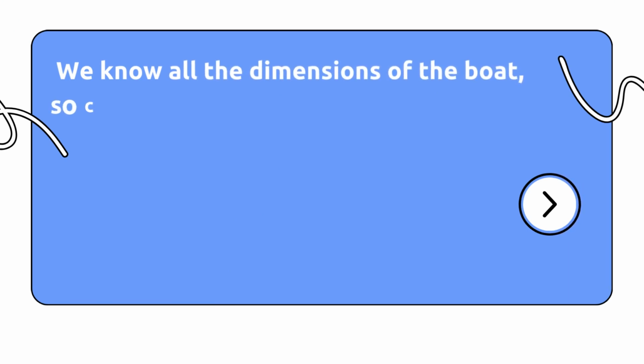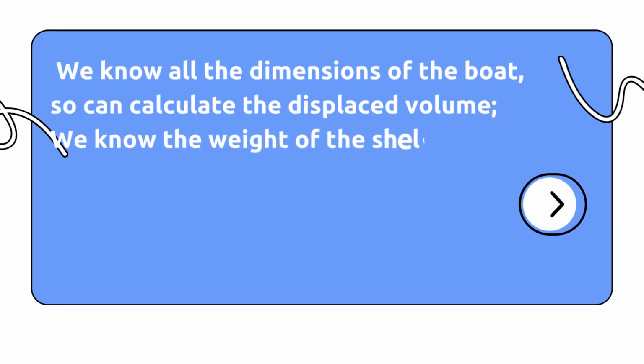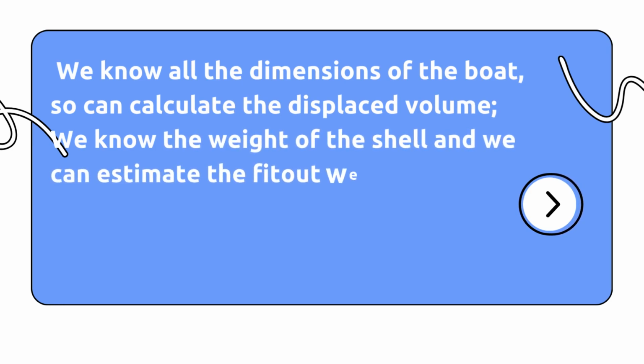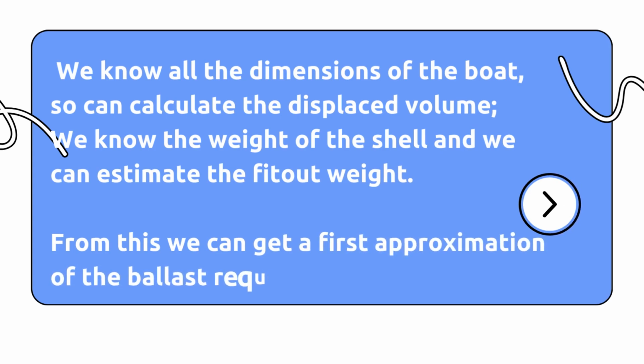We know all the dimensions of the boat, so we can calculate the displaced volume. We know the weight of the shell and we can estimate the fit out weight. From this we can get a first approximation of the ballast required.